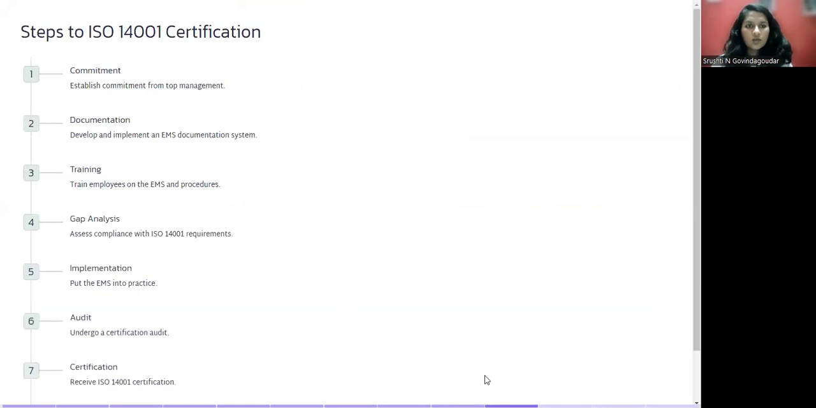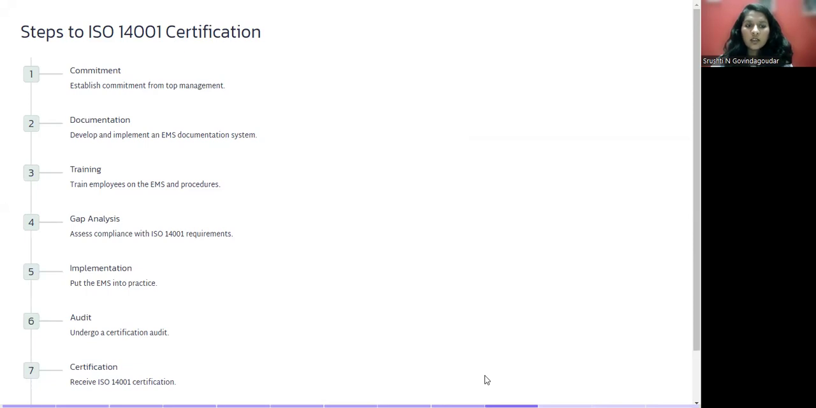Steps to ISO 14001 certification: there are seven different steps. First one is commitment: establish commitment from top management. When you have committed to a certain project to the management, you must stay committed and dedicate yourself to complete the project. Next would be documentation: develop and implement an EMS documentation system. Documentation plays an important role because you will have responsibility over the project to attend to management responses. So documentation of each and every file and each and every auditing system plays a very important role.